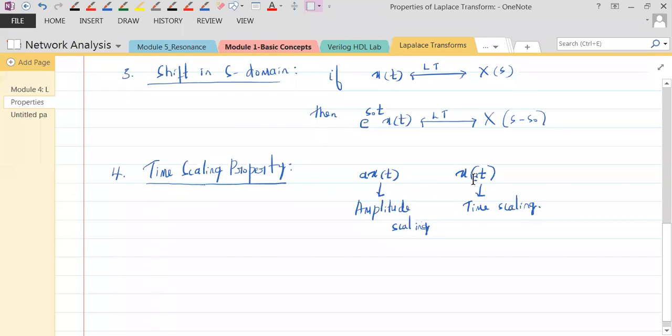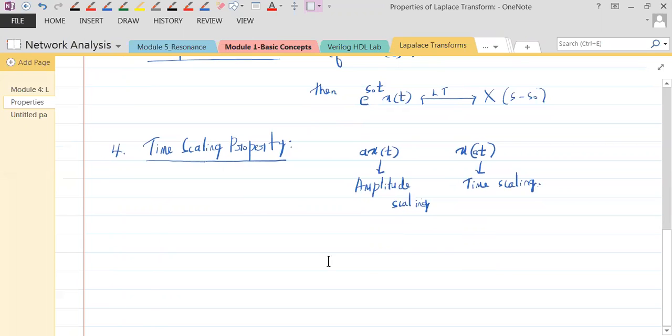Whereas here what's happening, you're not multiplying A to the signal x of t, but you're multiplying A to the time t. That's why it is time scaling. So you need to make out the difference where you are multiplying your A. If you multiply A to the signal, it is amplitude scaling. If you multiply A to the time, it is time scaling. Understand? So if you scale the time, what would be the Laplace transform of the time scaled signal is what we need to look at.